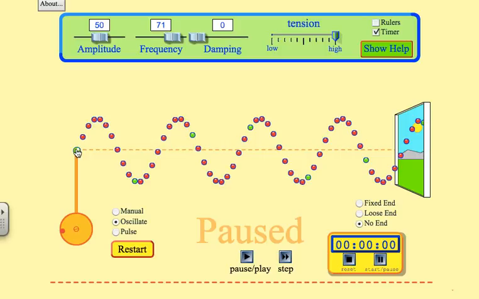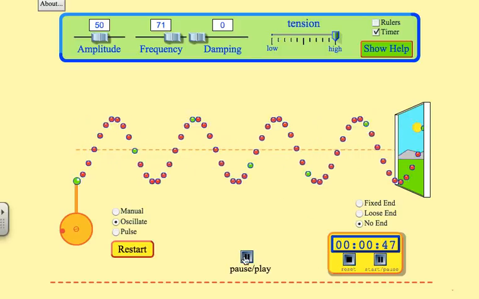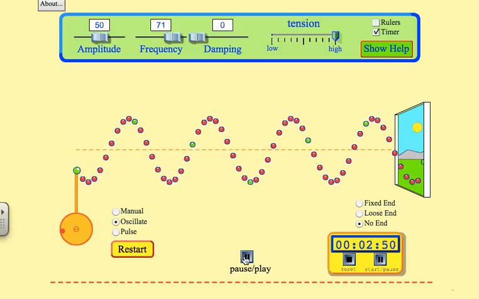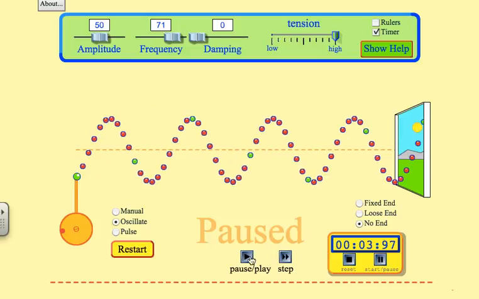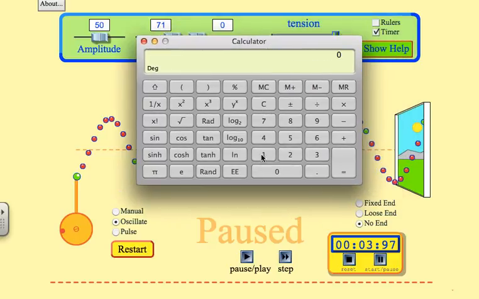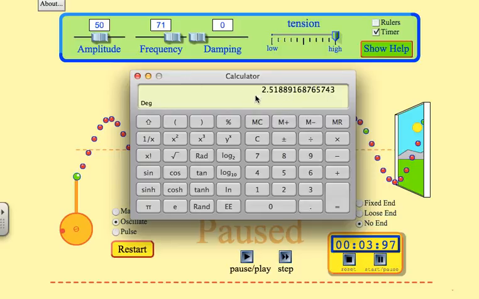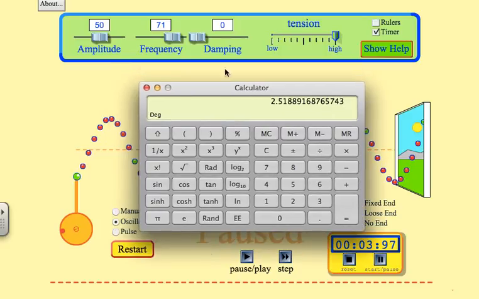Down, up, and returning would be 1. So 1, 2, 3, 4, 5, 6, 7, 8, 9, 10. It's a little bit more than 10, but it's close enough, so I'm going to assume that was 10 cycles. So we clear this, 10 cycles divided by 3.97. Cycles over time will give me frequency. As you can see, my frequency was 1.8 before. It's now about 2.52. I slid the frequency slider from 50 to 71, so my frequency should have increased, and in fact it has.